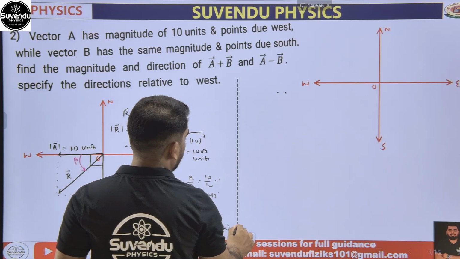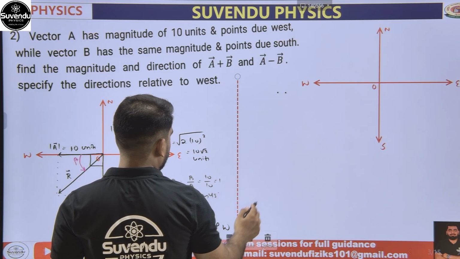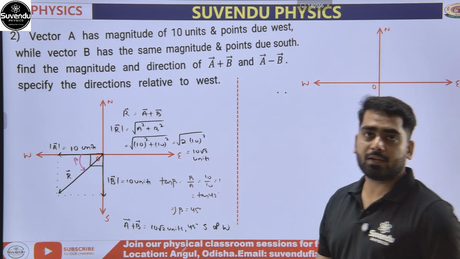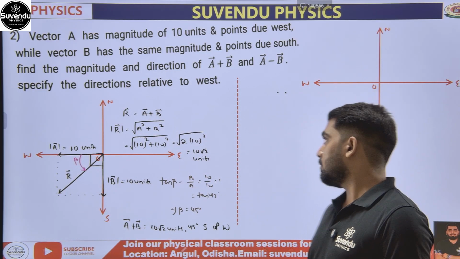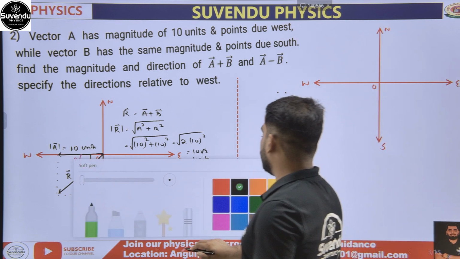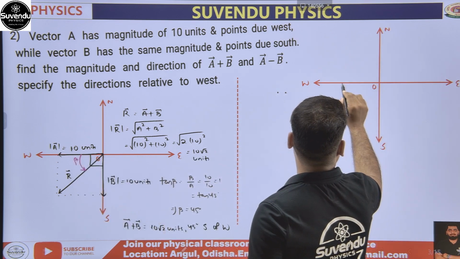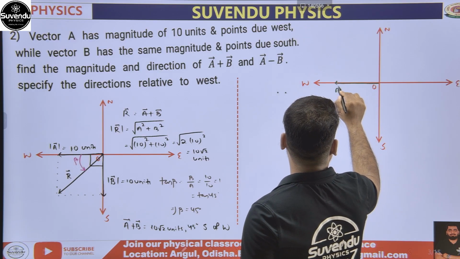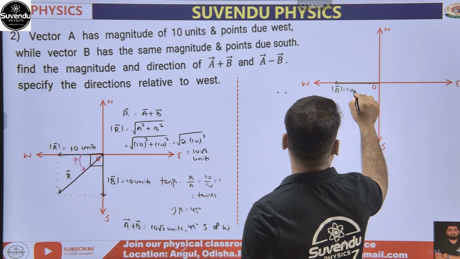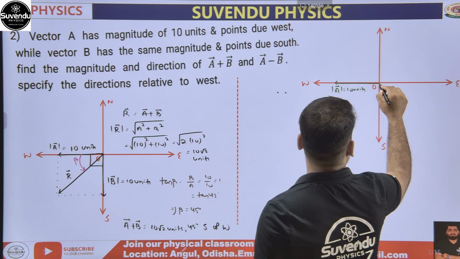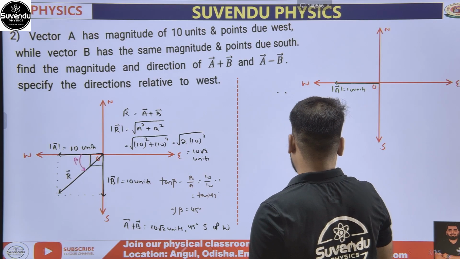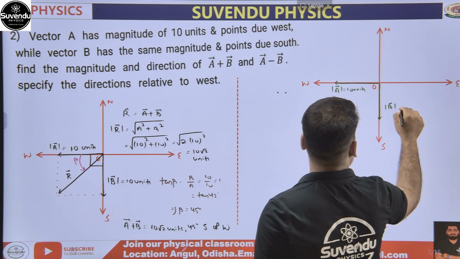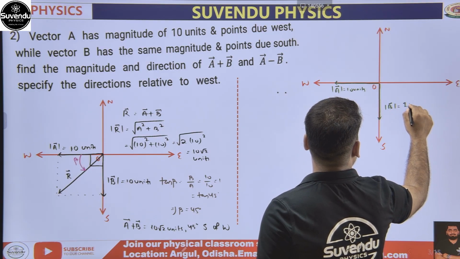Then look at the second part. What is the second part asking? Part 2: find the magnitude and direction of A vector minus B vector. A vector minus B vector means A vector was towards west. This is our A vector, magnitude 10 units. And this is the B vector, and the B vector magnitude is also 10 units.